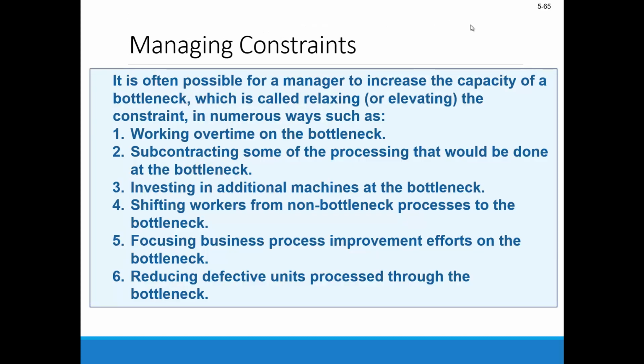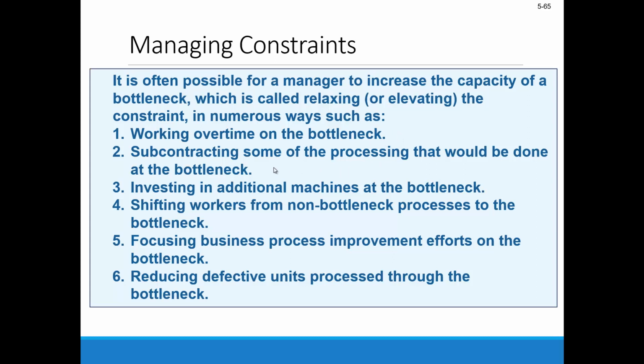So there are a few more things for us to consider in terms of managing these potential constraints in our production process. It is fairly often possible for managers to increase capacity of these constraints or bottlenecks, and we just call that relaxing or elevating the constraint. Some ways we might be able to do that, and we alluded to some of these earlier, is working overtime on the bottleneck. So again, if it's just a matter of we don't have people working around the clock on this thing, maybe we can have them work overtime on that particular part of the process.